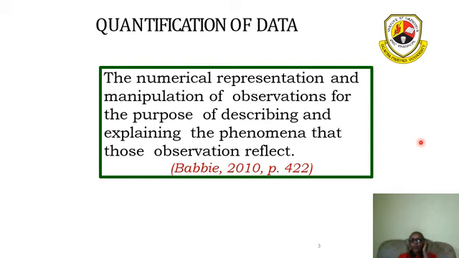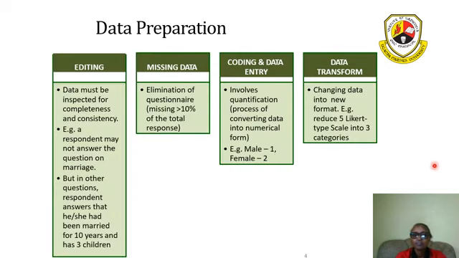So when we are doing quantitative data analysis, we're trying to make a numerical representation of what we have observed or what we have found in the field. So we're trying to describe or explain a particular phenomenon from the quantitative data that we have collected. First, we must prepare our data. Whether it's qualitative data or quantitative data, we must prepare the data before we begin to analyze it. How do we do that?